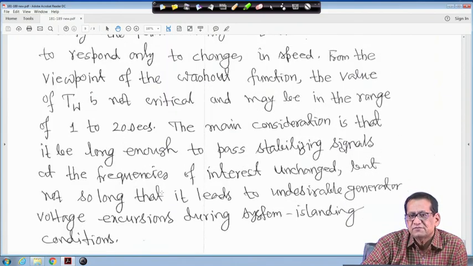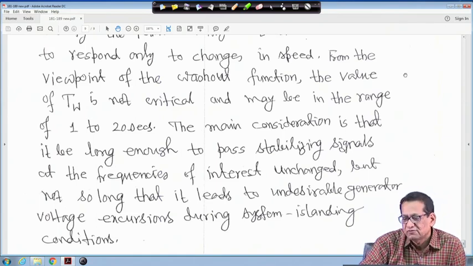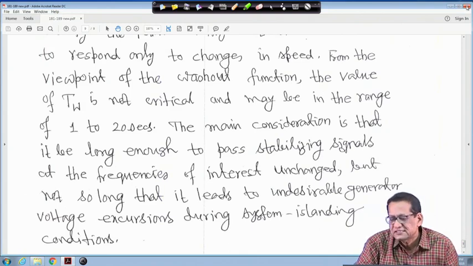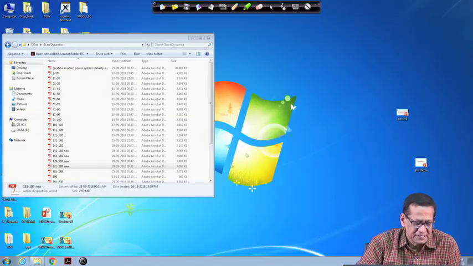So, these are the different features which cannot be covered in the class. Only those things will be covered which we can do as a classroom exercise.